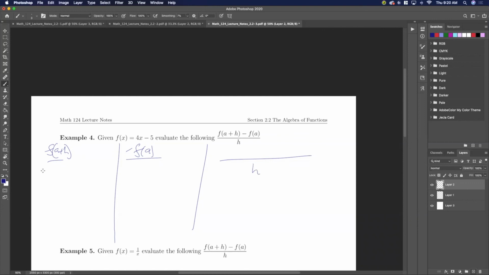All right, so here, if we're just going to plug in our f of a, it would just be 4 times a plus h minus 5, and so this becomes 4a plus 4h minus 5. And then here, this is minus of f of a, minus 4a plus 5. Okay, so once we have these, we can put it together. So we'll put 4a plus 4h minus 5 minus 4a plus 5. Okay, and so go ahead and see if you can solve this one now. Solve it all the way through.